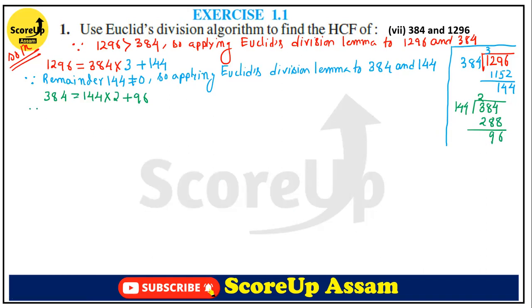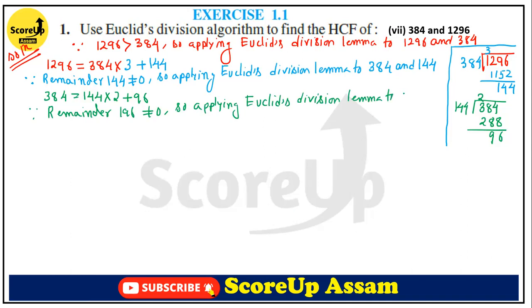Now, since remainder 96 not equal to 0, what shall we apply? Applying Euclid's division lemma to which number? Applying Euclid's division lemma to 144 and 96. Now let's apply. So what can we write? We can write like this. 144 is equal to 96 into what?